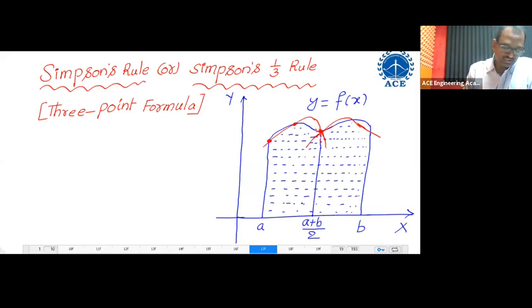So your parabola has to pass through minimum 3 points. Actually, you are asked to find the area below the blue colored curve, which we are unable to find. Then we find the area below the red color curve. The red color curve is a parabola. We know how to find area under the parabola. Without deriving it, I am giving the formula.